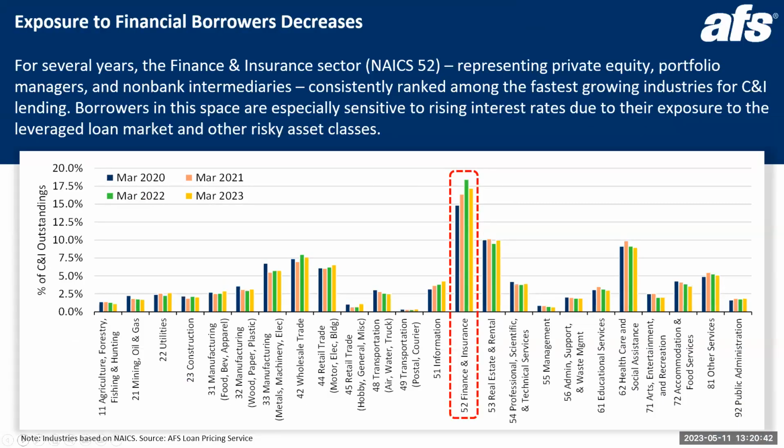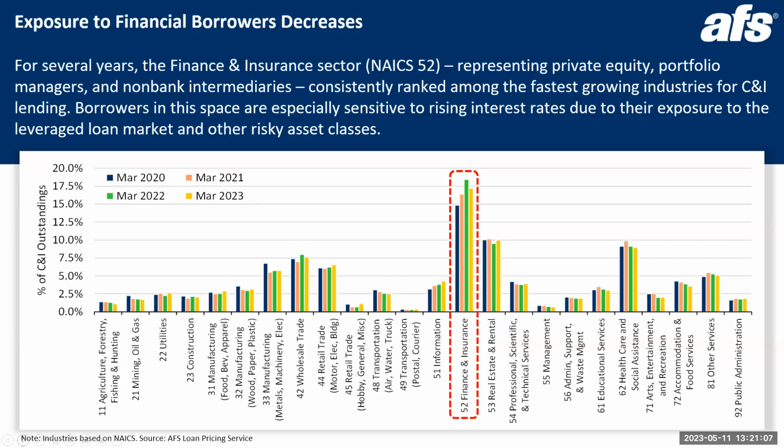Now, from a composition standpoint, we observed some interesting changes in the C&I loan mix over the last few months. By far, the largest concentration at a 2-digit NAICS level is finance and insurance, which is circled red here. This sector is rather opaque. It's mainly comprised of non-bank financial intermediaries, fund managers, and companies backed by private equity.